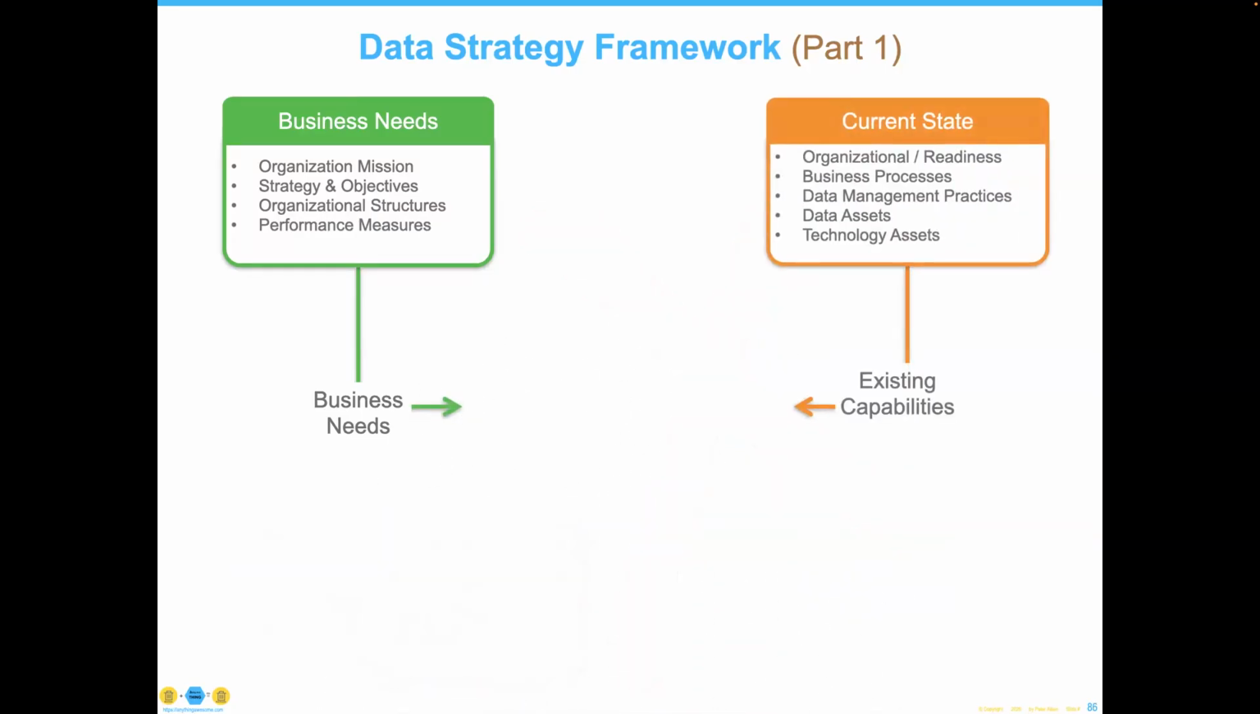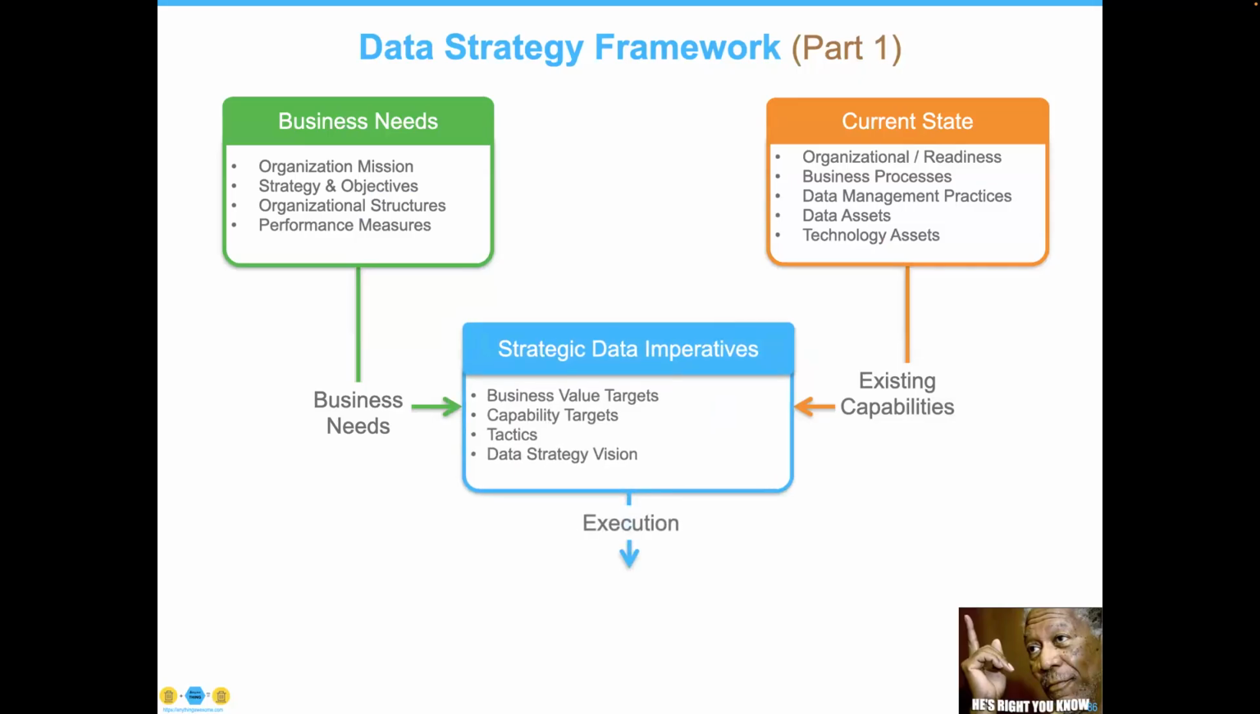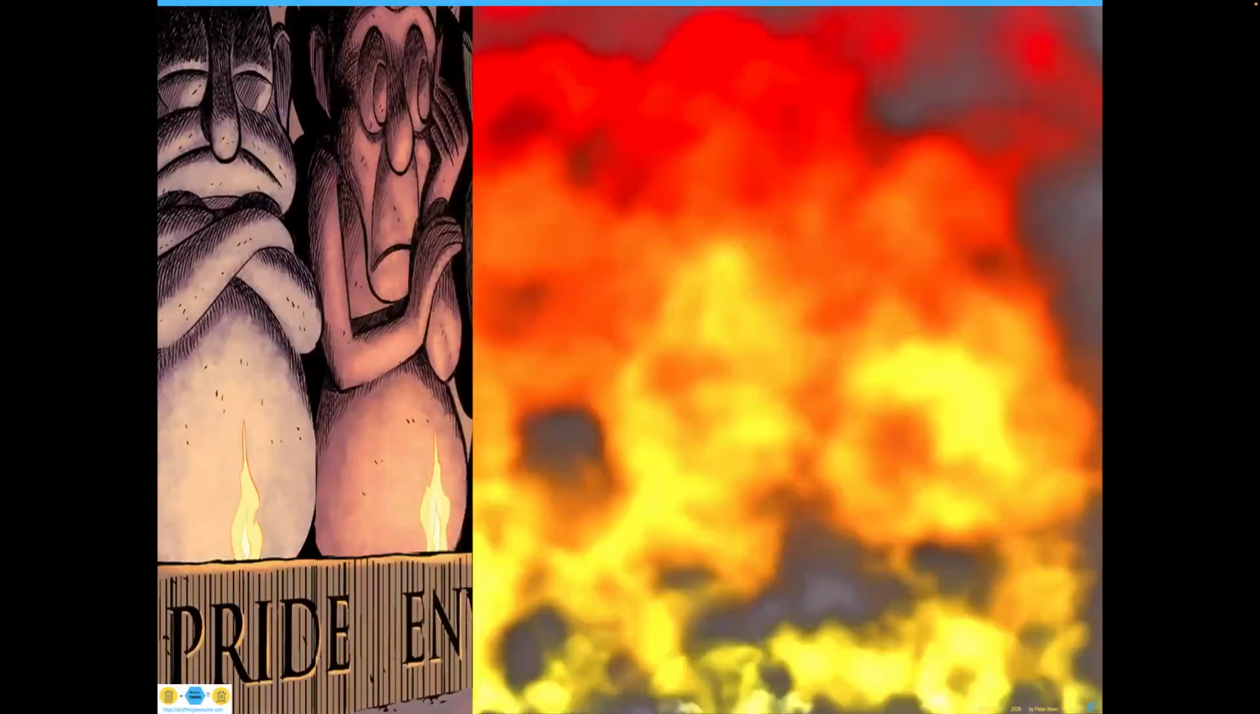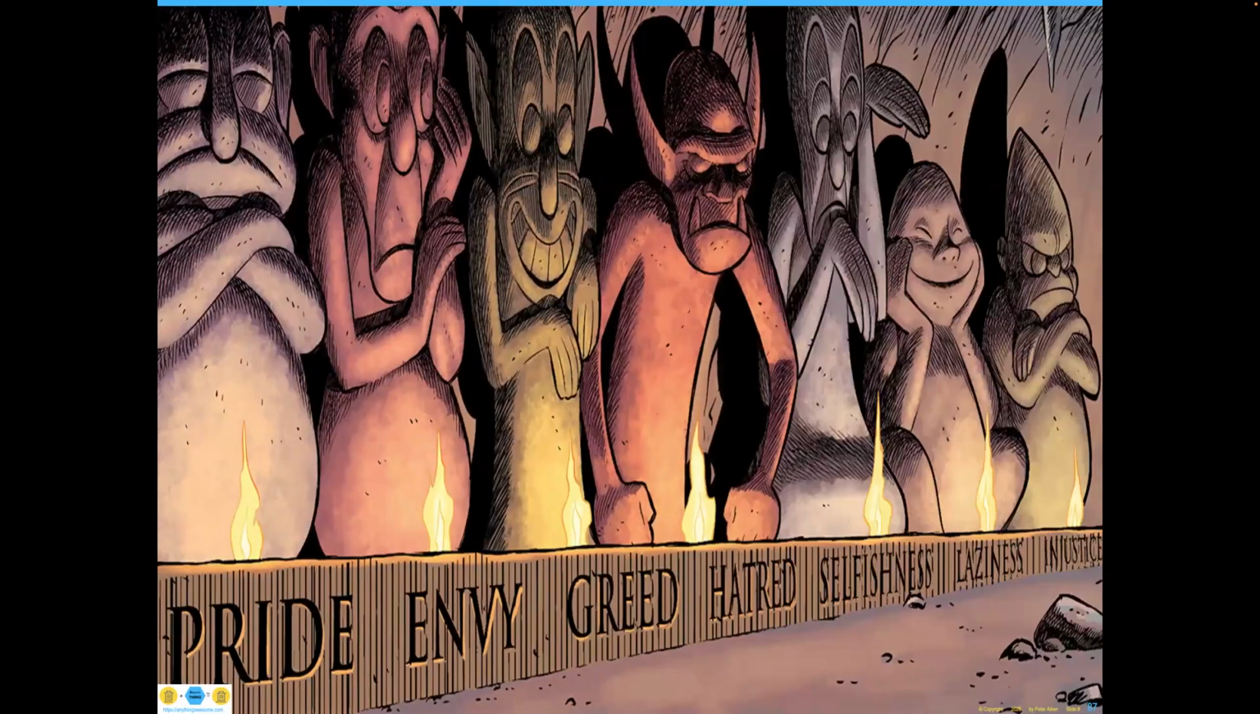Business needs also have to take into account the current state of the organization. Then and only then can we set reachable strategic data imperatives, and data governance should be the major source of those inputs. You may even be able to get a set of NotebookLMs that do it as well.